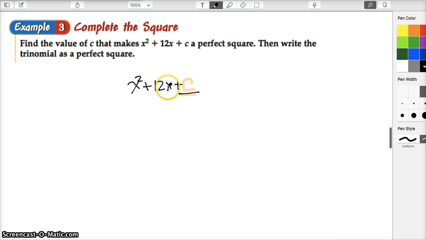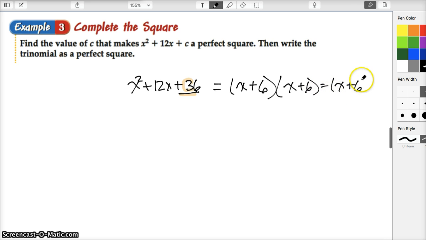And I've said it a few times already. So when I take 12 and divide it by 2, I'm going to get 6, and 6 squared is 36. And this now is a perfect square trinomial. And so if I factor this, it's going to be x plus 6 times x plus 6, or neatly written as x plus 6 quantity squared.